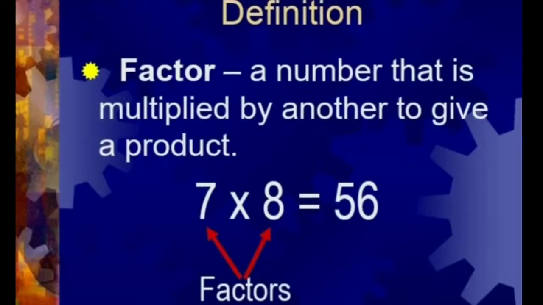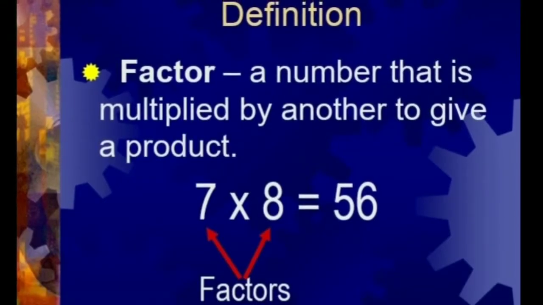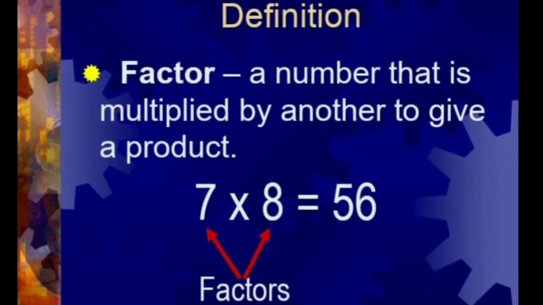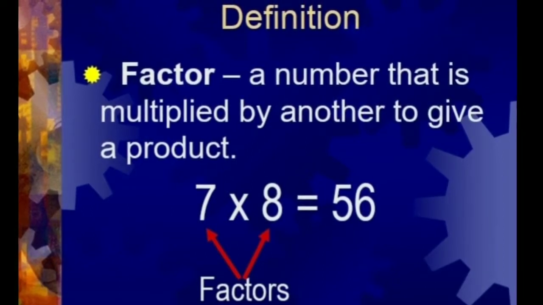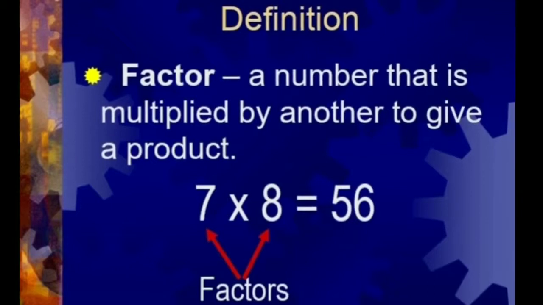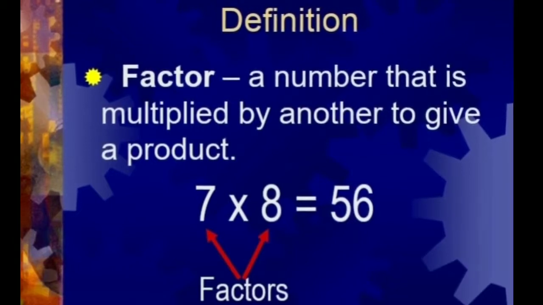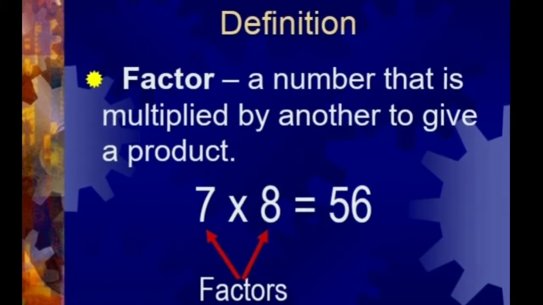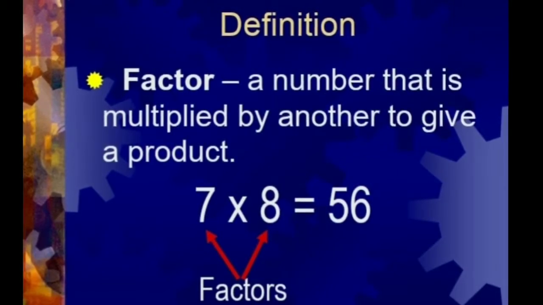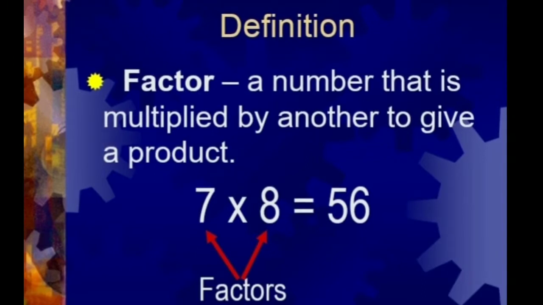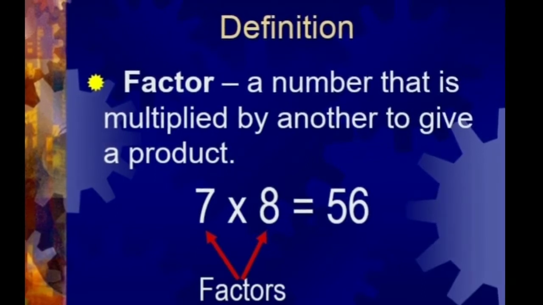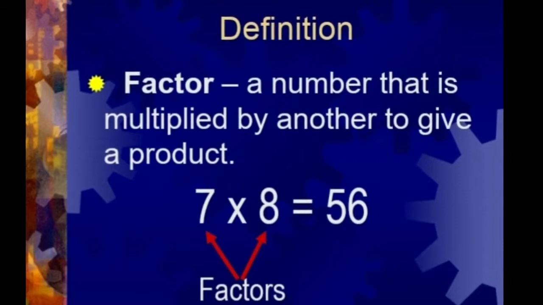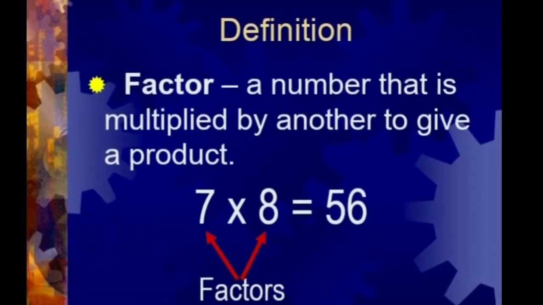In other words, we can define the factors as the numbers that are multiplied by another to give a product. Means when two numbers are multiplied together and a product is formed, the numbers that are multiplied are known as factors. For example, 7 into 8 is equal to 56. So 7 and 8 are the factors of 56.